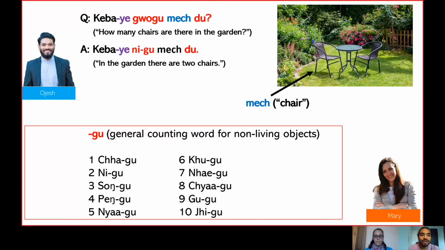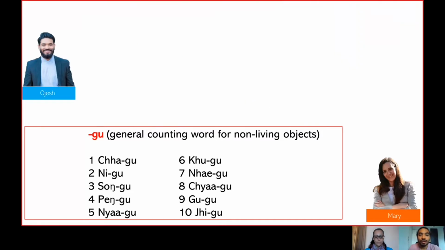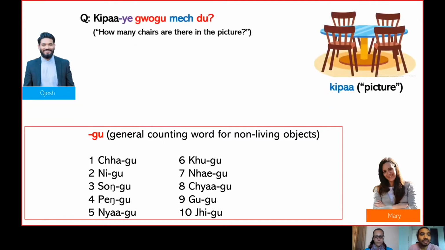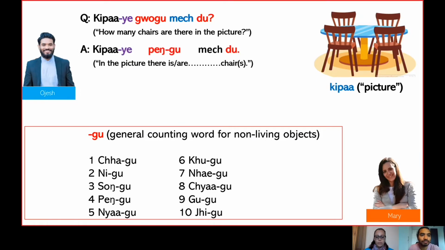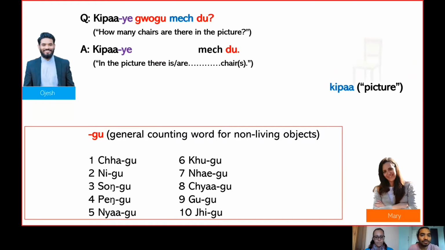Alright, Mary, let's practice a bit more now. Please look at the pictures and answer my questions accordingly. Here is the first one. Kipa gogu mech do? How many chairs are there in the picture? Kipae, pengu mechtu. In the picture, there are 4 chairs. That's right. Now, the next one. Kipa gogu mech do? Kipae, chagu mechtu. In the picture, there is 1 chair.